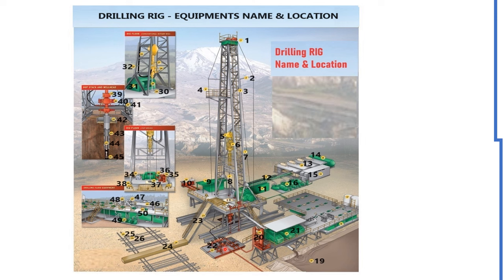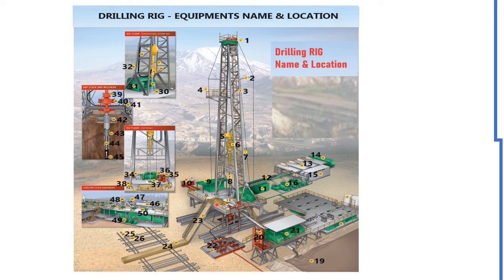This is 22. 22 is choke manifold. The square one. There are chokes and valves and spools there. This is called choke manifold. Now 23 is pipe ramp. This one is pipe ramp.